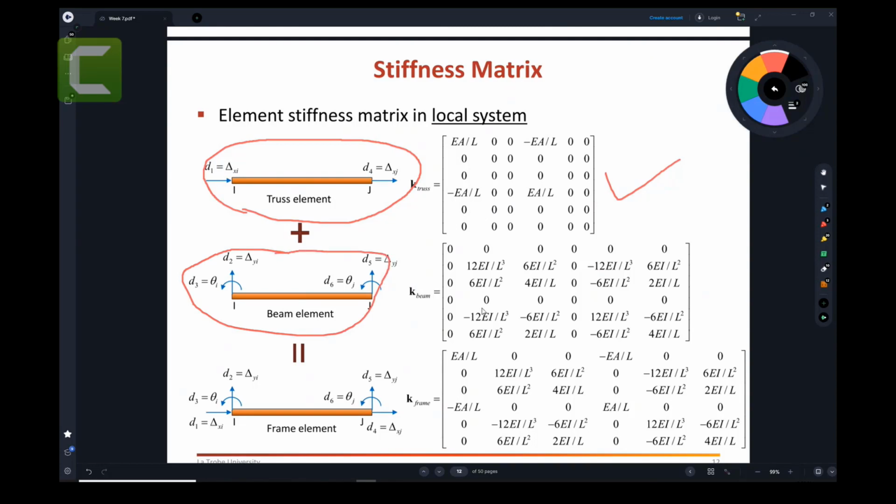For the beam, we also developed these ones. If you look at weeks number 4 and 5, we have developed this one. So nothing new for you. It's just written in a different format. And if you add them together, if you just plus them here, you get EA on L, 0, 0. You get 12 EI on L cubed. You get all these details there.